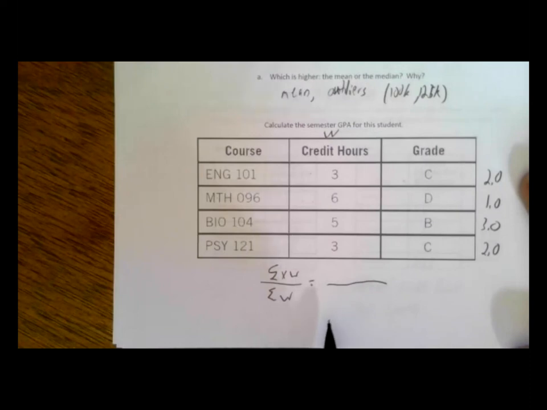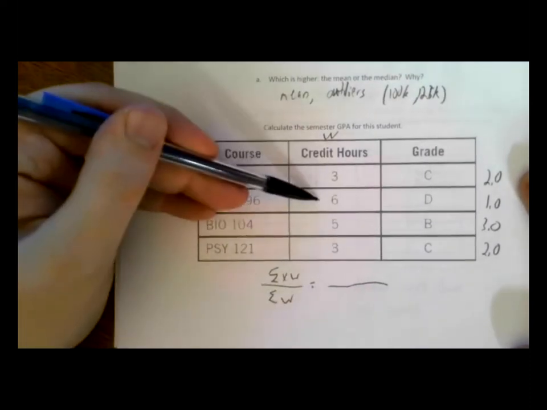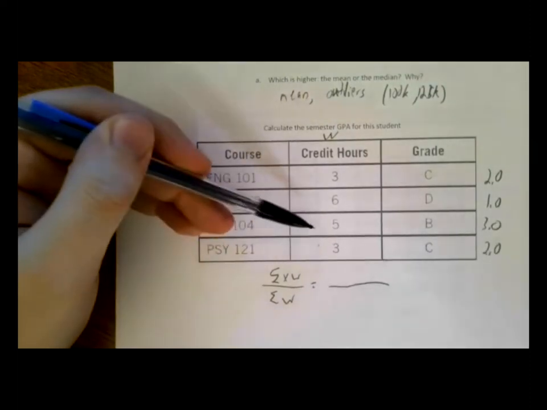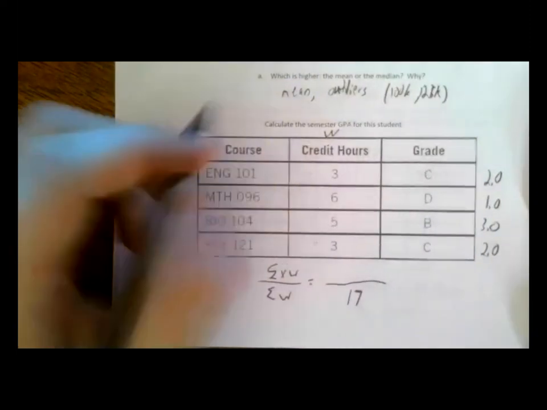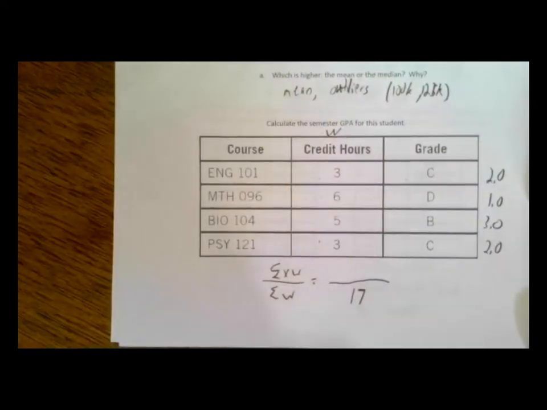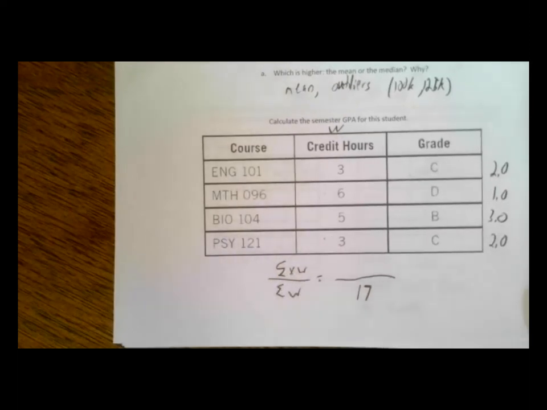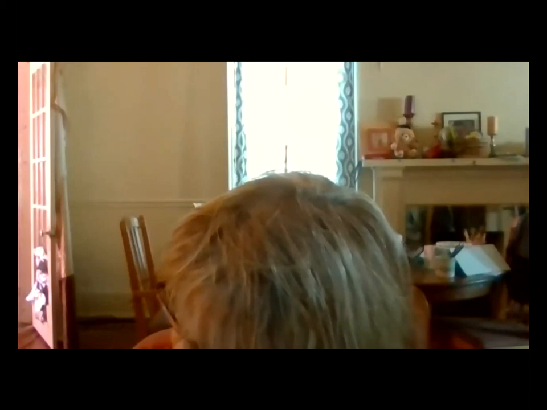So our weights on the bottom, the sum of our weights is 3 plus 6 plus 5 plus 3. So that's what, 11, 17. So we get 17 for the sum of our weights. And what did we get on the top? So what is our values multiplied by our weights and then summing all those together? 33. Yeah, and how did you find that?